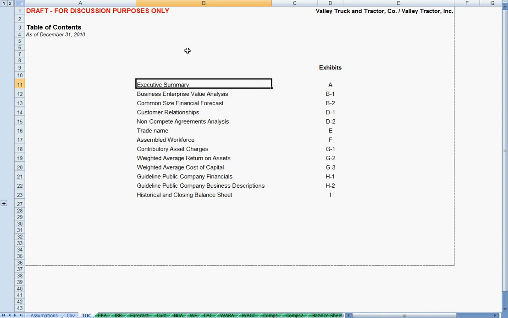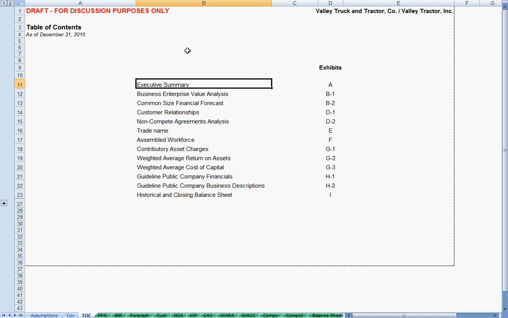Hi, in this section we'll discuss the general structure of the model for purchase price allocation. Purchase price allocation is the process that allows us to allocate intangible value among different types of intangible assets in purchase accounting and business combinations. As a result of the acquisition, the companies have to recognize the intangibles that they just acquired, and they need to value them separately.